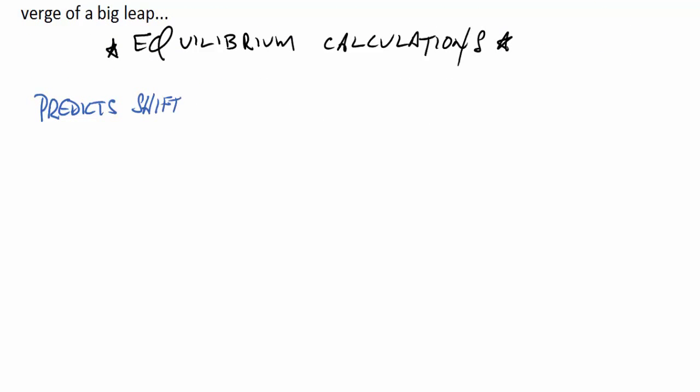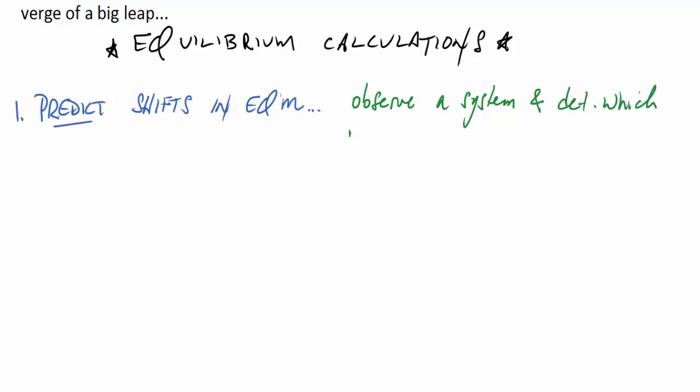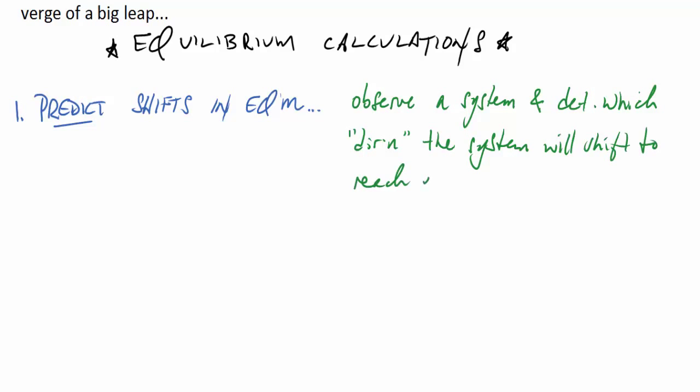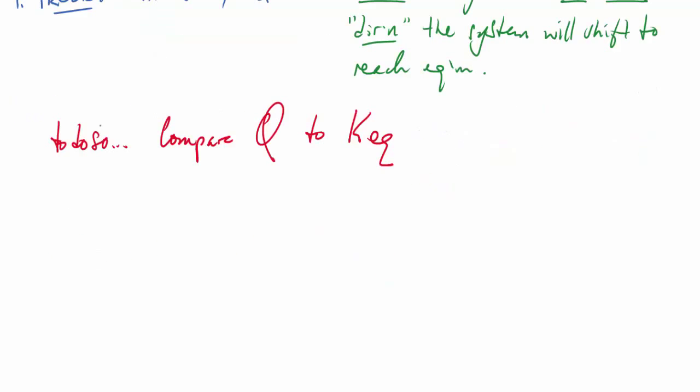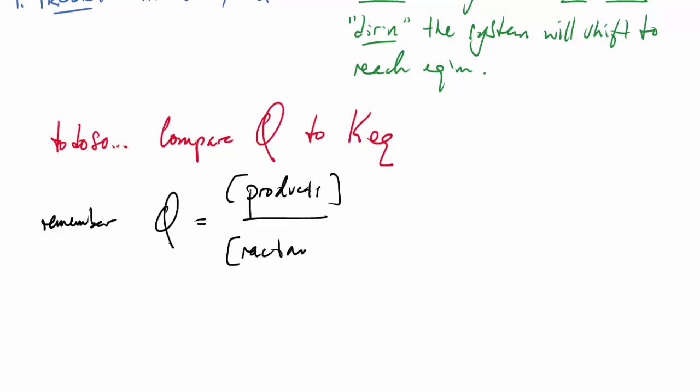So the first thing we'd like to be able to do is predict some shifts in equilibrium systems. We'd like to observe a system and determine which direction, to the left or to the right, the system will shift to reach equilibrium. In order to do that, we'll compare this reaction quotient Q to KQ. Now remember, Q, that quotient, is the concentration of products divided by reactants.